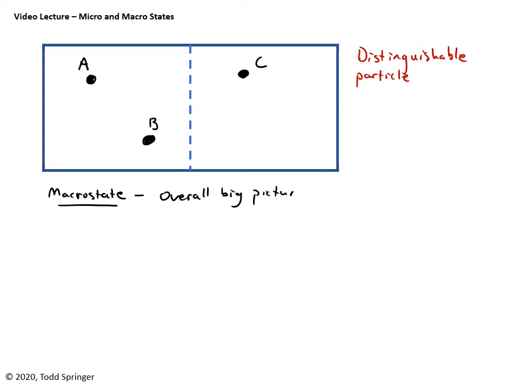And in this case, my macrostate is going to be the number of gas molecules on the left. So in the picture drawn above, it's in the macrostate 2, so there's 2 molecules on the left.